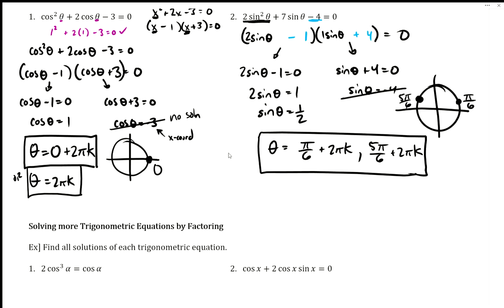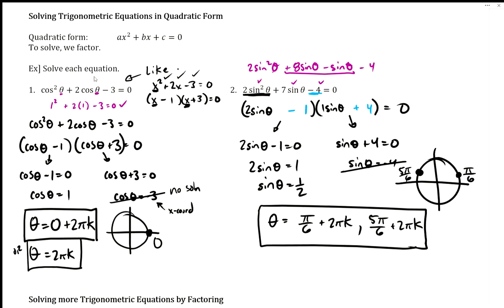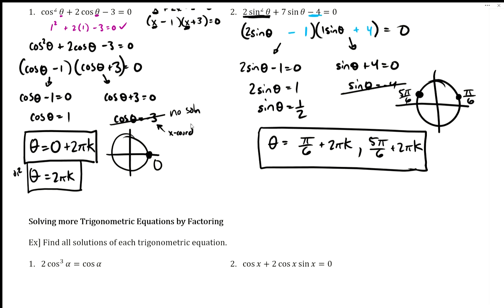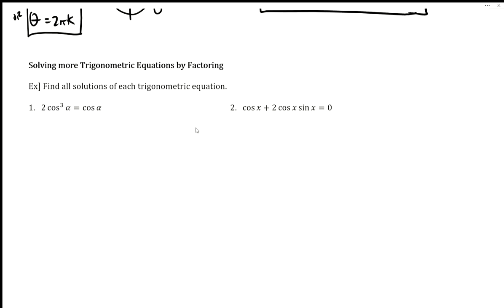So in the previous video, we had trinomials, or quadratic forms, where you have a squared term and then a non-squared term, and it factors very similar to any trinomial that we've seen in the past. Here, we're still going to solve by factoring, but notice we've got different scenarios where they're not quadratics.